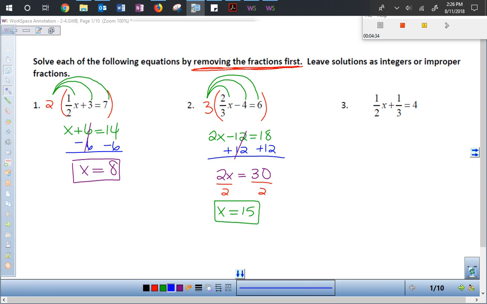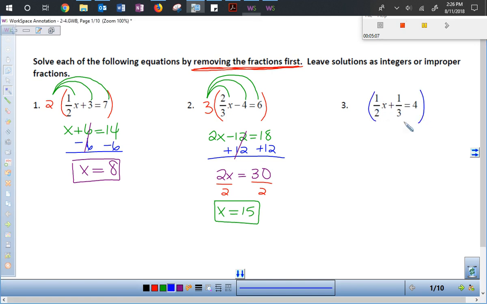Now on number 3, this is where things get a little bit trickier. On 1 and 2, we only had one fraction, so I could just multiply by that denominator. On number 3, I have an equation with 2 fractions, and they don't have the same denominator, so I can't just multiply by 2 or 3. Instead, what we need to do is multiply by the common denominator. So the common denominator between 1/2 and 1/3, 2 and 3, is 6.